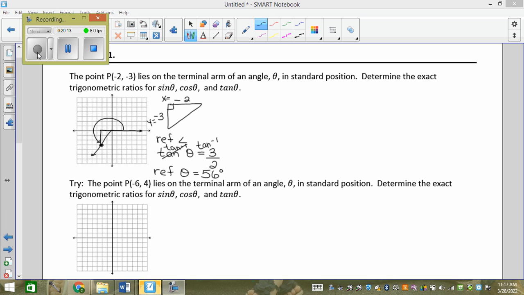Did everyone else get 56? Okay, that's the reference angle. That is not my angle in standard position. How do I find my angle in standard position when it's in quadrant 3? What do we do?